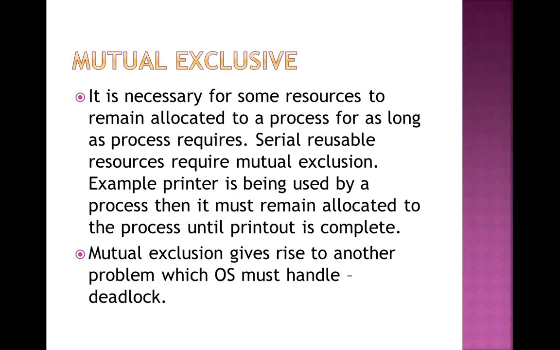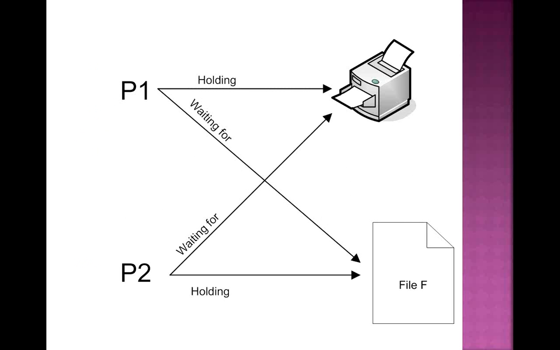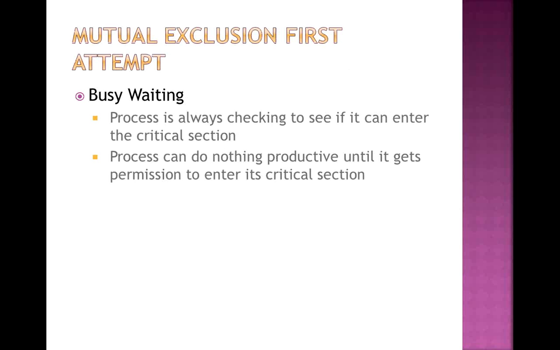Mutual exclusion gives rise to another problem which the operating system must handle, that is deadlock. Deadlock is a situation where a process is waiting for an event that will never occur. This is the scenario of deadlock. P1 holds the printer, waiting for the file. P2 is holding the file, waiting for the printer. That is, both P1 and P2 are giving the print command at the same time. That is a deadlock condition.